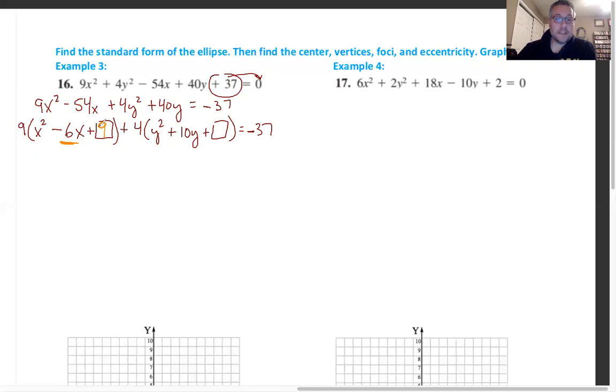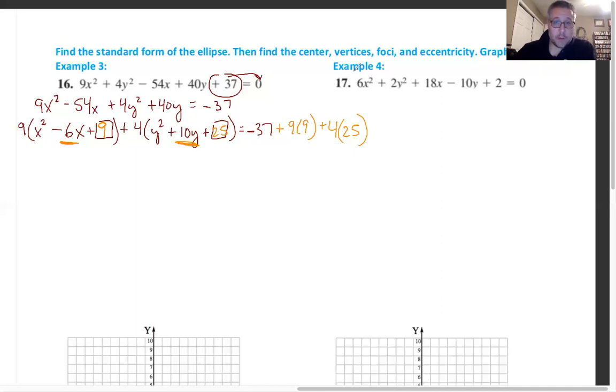But whatever you do to one side of the equation, you have to do to the other. So we have this 9, but it's also being magnified by the 9 we pulled out. So we have 9 times 9. And then how do you get the box here? Same deal. You take half of the y coefficient. Half of 10 is 5. 5 squared is 25. And then you also have to add that over here. So it's 4 times the 25.